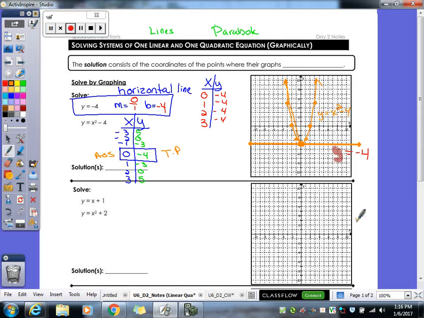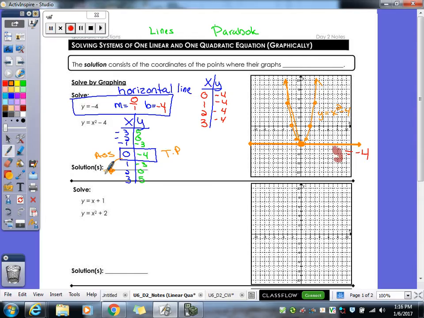So the point where they intersect, 0, negative 4, I happen to already have it here, that is my solution. So I'm going to put an arrow that it just happened to be my solution. The vertex happened to be where my line and my parabola crossed.